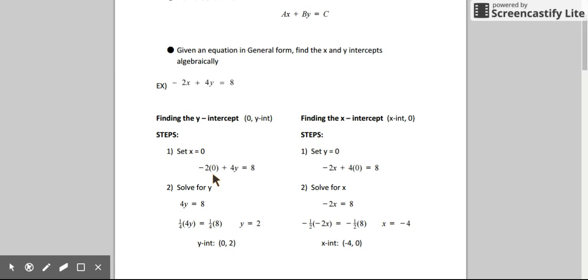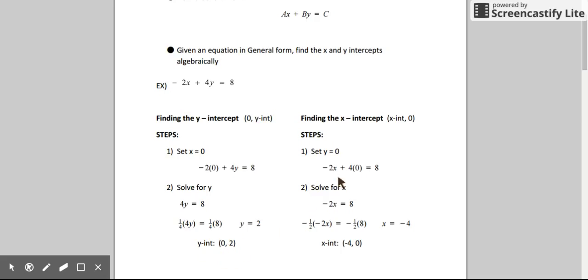So doing that cancels this term altogether, and we're just left with the y term, which is what we want to solve for. So if we solve this equation for y, we divide both sides by 4, or multiply both sides by 1/4, and we get y equals 2. So if my x value was 0, my y value is 2, that is on the y-axis, that's a y-intercept.